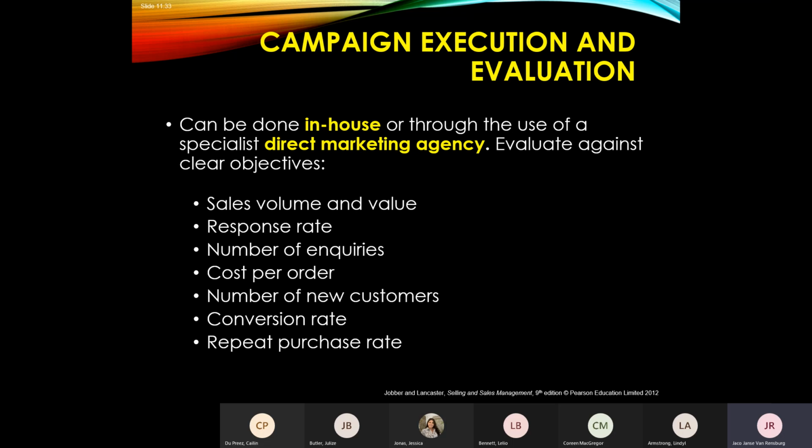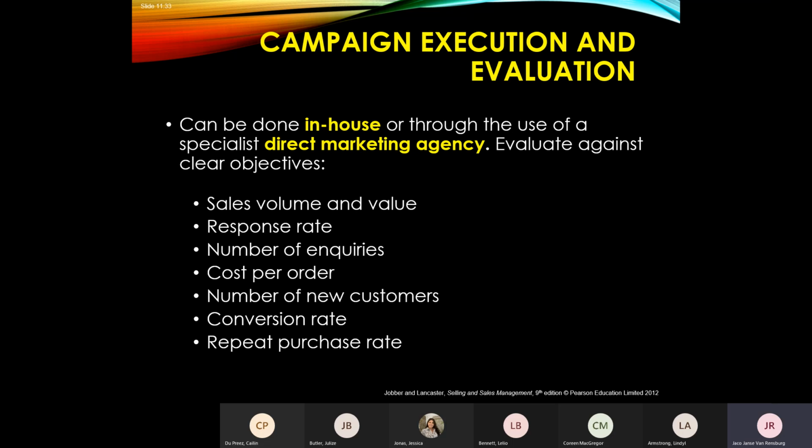And obviously, at the end of this, you want to know how successful you have been or not, and you will be doing the evaluation. Now, it's very often done in-house by the business themselves because they have been managing the whole campaign. But very often, the entire direct marketing campaign is outsourced to an agency who specializes in that, or then we also have agencies that just do the evaluations of the campaign.